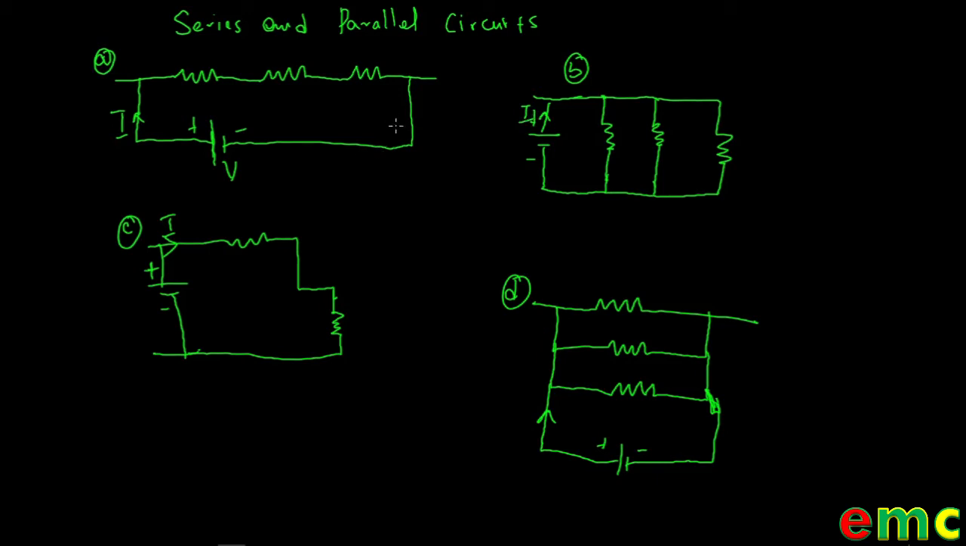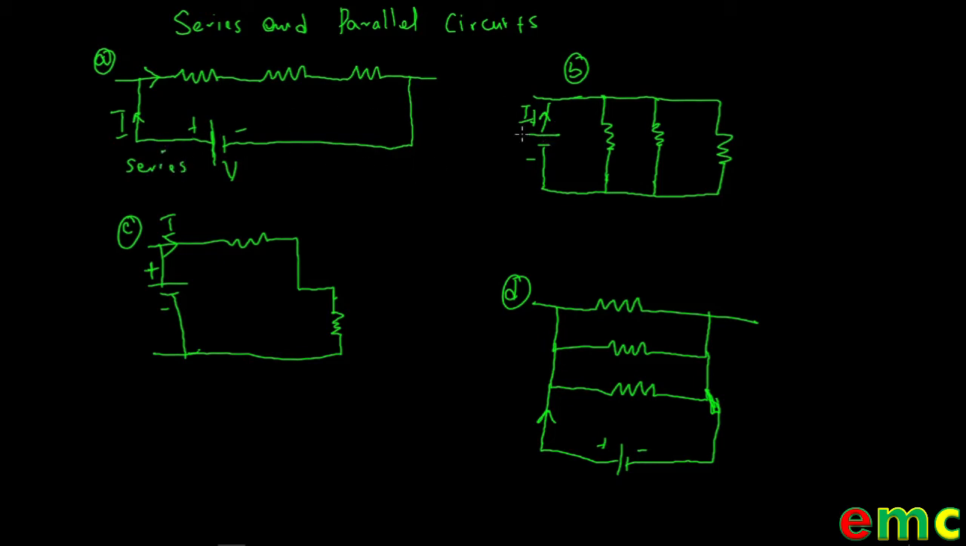So in considering this circuit, look at this. We have only one path. This is the only path in which current can flow in this circuit. So this circuit can safely be concluded to be a series circuit.